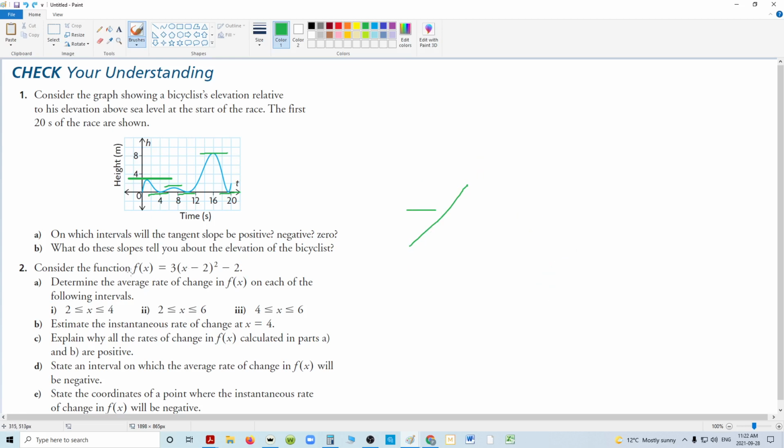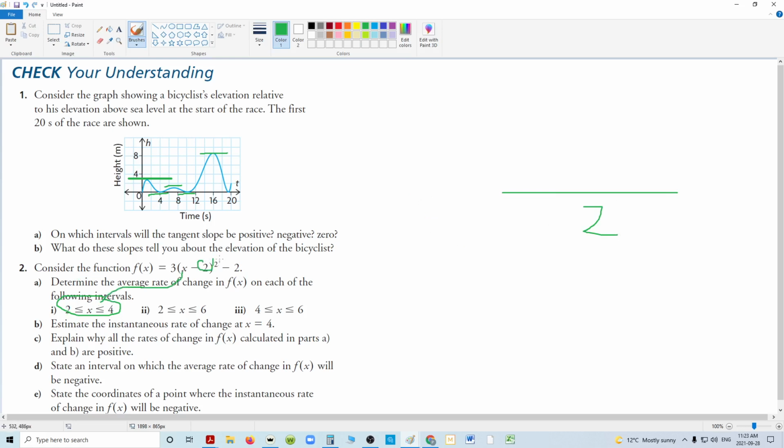Consider this function. Determine the average rate of change in each of the following intervals. So this is just saying, there's my delta x from 2 to 4, which is a difference of 2. So my delta x is 2. What happens when I plug 4 into this formula?